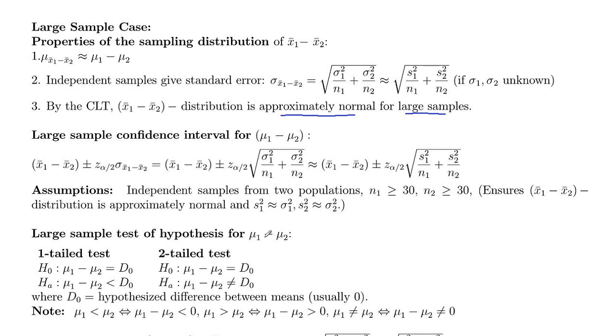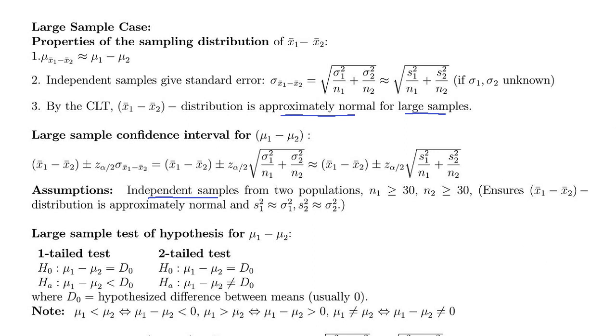Now the assumptions that we have for this are independent samples, so one sample cannot depend on the other, from two populations; and large sample sizes, n1 and n2 greater than or equal to 30. That's going to ensure that the x1 bar minus x2 bar distribution is approximately normal. We also need that the sample variance is approximately equal to the population variance for both populations. Otherwise we won't be able to make this substitution.